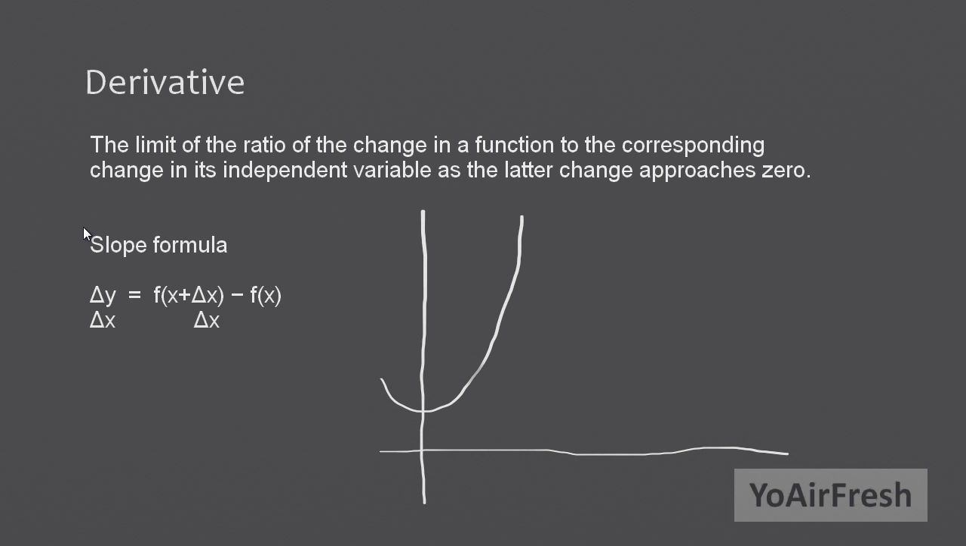Let's talk about derivatives. What is a derivative? Well, by definition, and I found this definition in the dictionary, it's the limit of the ratio of the change in a function to the corresponding change in its independent variable as the latter change approaches zero.